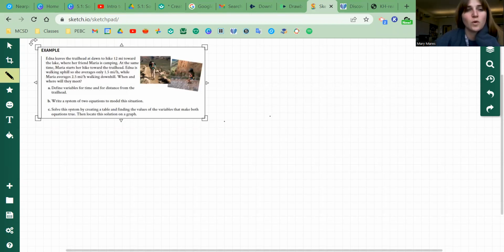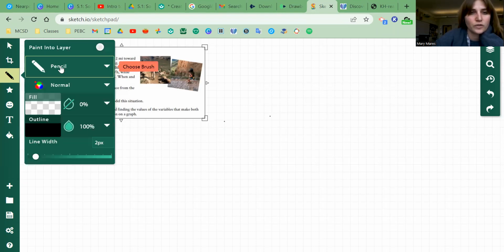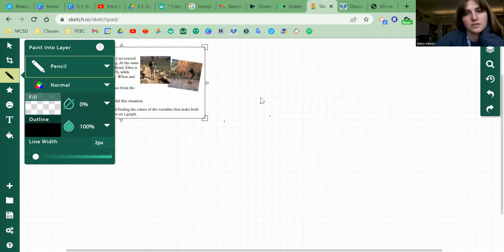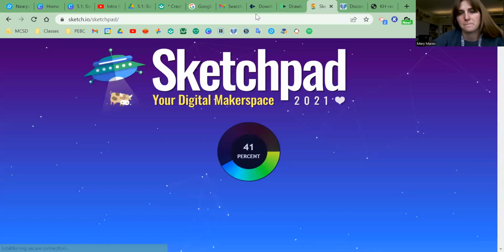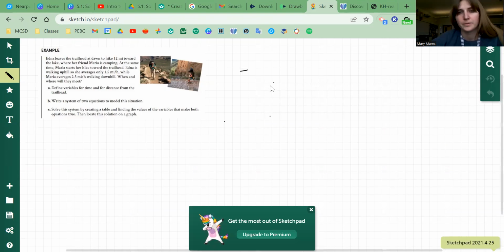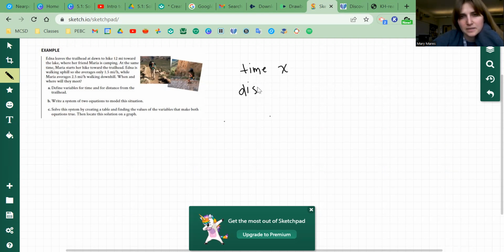Edna leaves from the trailhead to hike 12 miles toward a lake. And then Maria is starting her hike at the lake and walking toward the trailhead. And then Edna is walking 1.5 miles per hour, while Maria averages 2.5 miles per hour. So first thing we need to do is define our variables for time and distance. So for time, we'll use X, and for distance, we'll use Y.